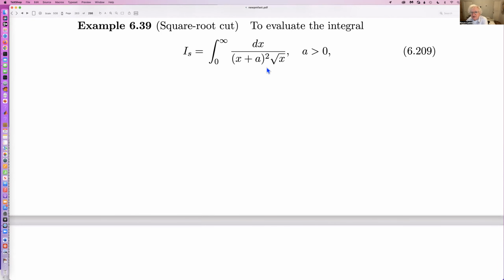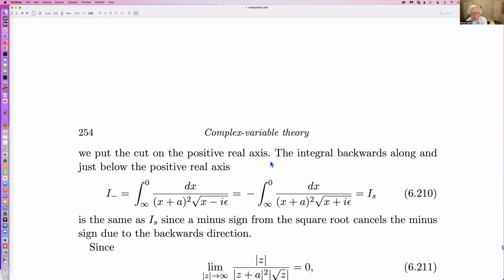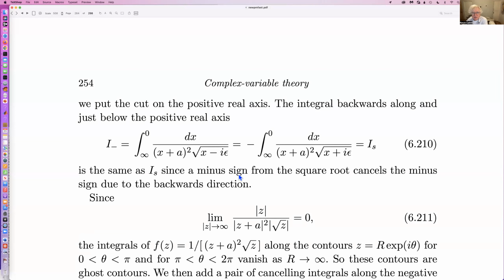Suppose we want to evaluate this integral, 0 to infinity dx over the square of x plus a times the square root of x, a being positive. Okay. We're going to put the cut on the positive real axis. So now we have an integral. Well, we're going to define something. An integral backwards along and just below the positive real axis.